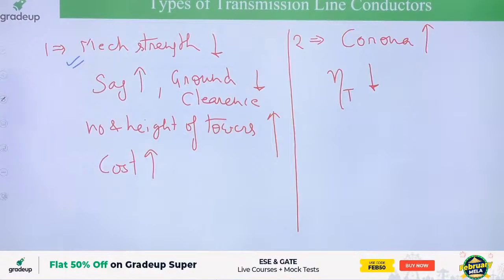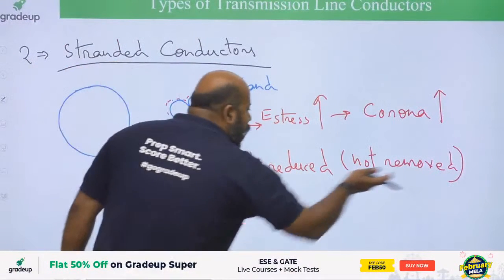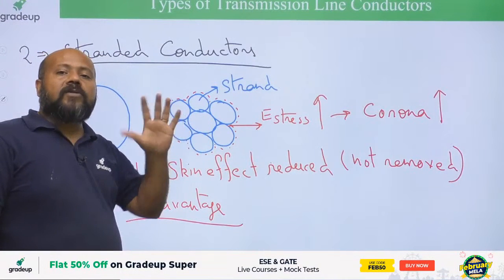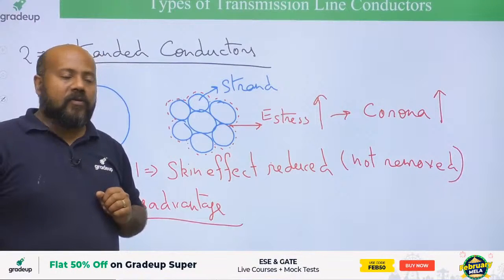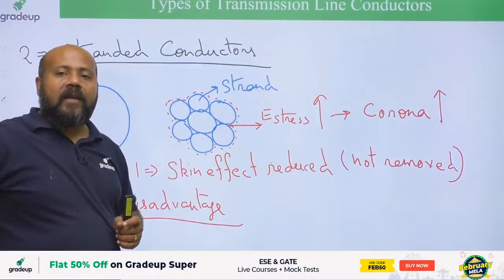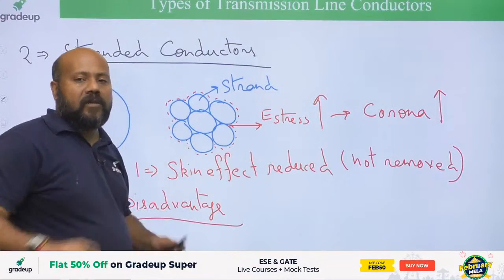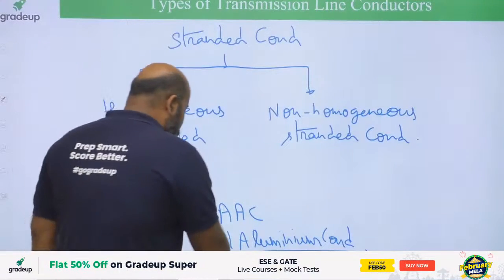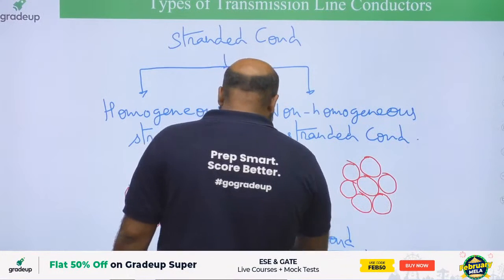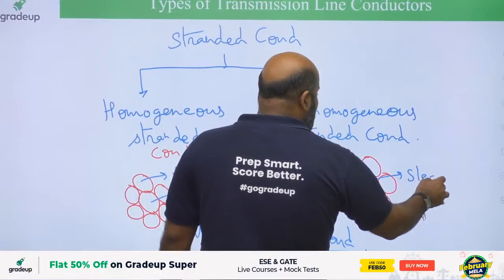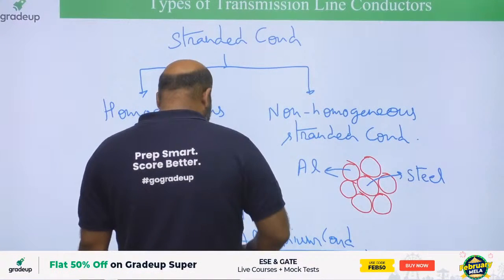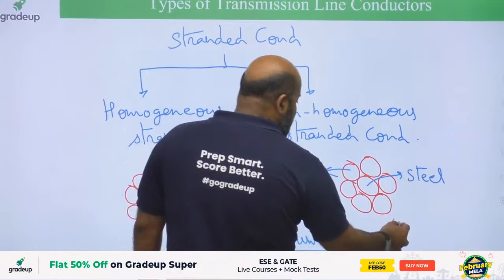Non-homogeneous stranded conductor, my friend: when you are saying skin effect is reduced but not removed, it means some skin effect is still present. Skin effect present means the core strand is not going to have any significant current. So the non-homogeneous stranded conductor is saying that you remove this core strand, and instead of this aluminium strand you place a steel strand. For example, if you are having a stranded conductor like this, now this core we are using as steel because no significant current is going to flow from this because of the skin effect, and other strands we are using of aluminium. This type of conductor we are calling as ACSR.